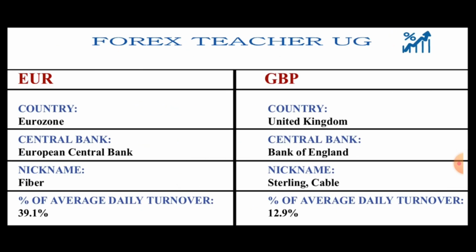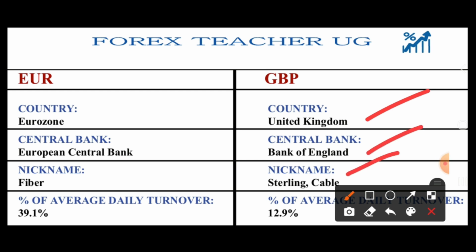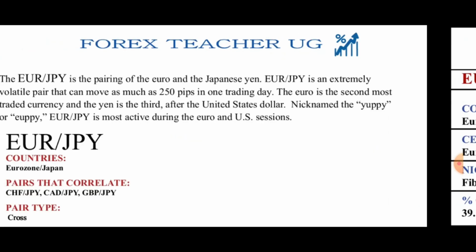So in more detail, these are the things that we have been looking at for almost each pair. The country is the United Kingdom, the bank is the Bank of England, the nickname is sterling or cable, and the daily average turnover is 12.9. Here being 39.1, nickname fiber. The central bank is the European Central Bank, and the country being the Eurozone.